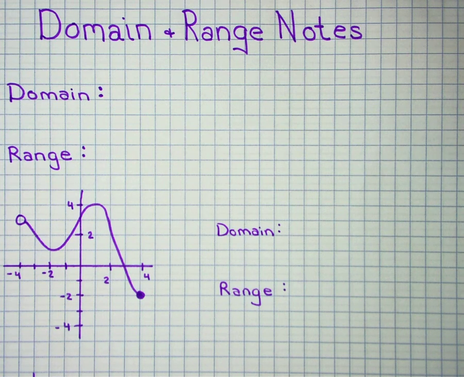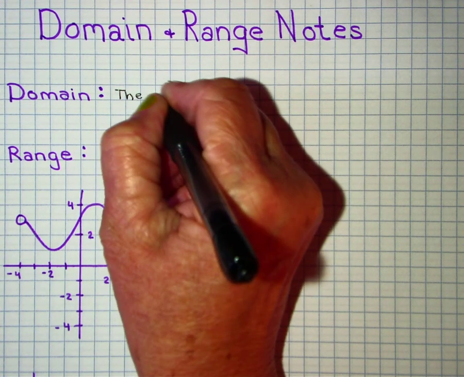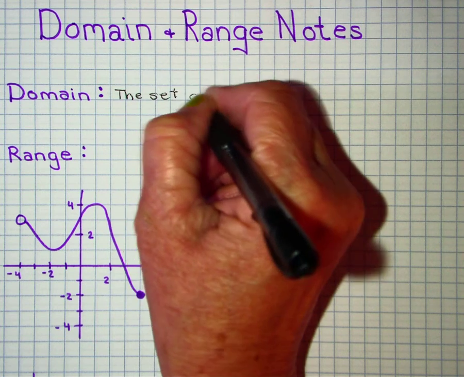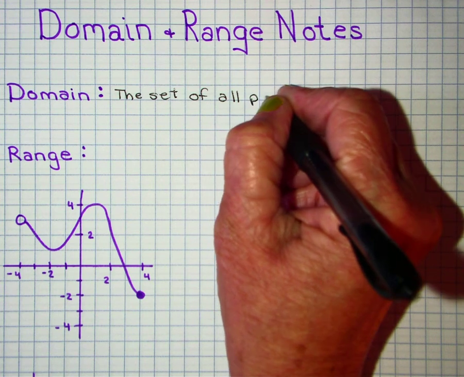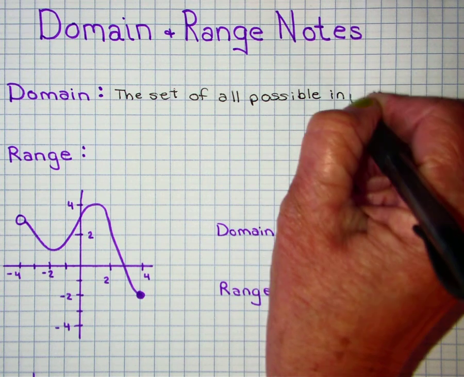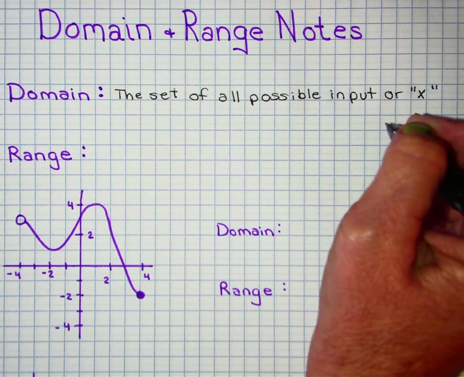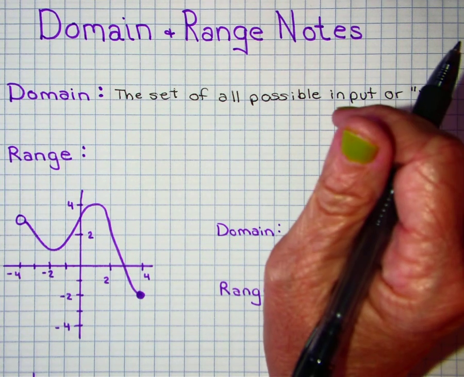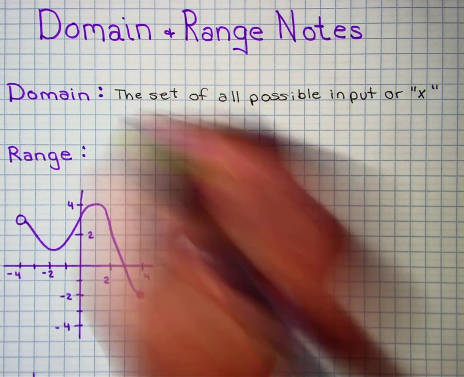Okay, now we're going to go over domain and range. Domain is nothing more than the set of all possible x values or input values. We use x because it generally means the first term in a series will have x and y, or generally our two terms in a two-dimensional series.